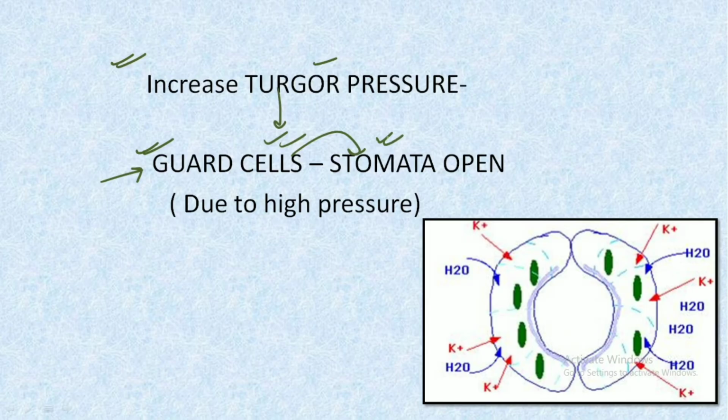And why does it get open? Because of the high pressure that has been caused as a result of the endosmosis of the water from the surrounding cell into the guard cells. As you could see, the water enters from the subsidiary cells into the guard cells as a result of the mechanism known as endosmosis. There occurs the opening of the stomata.